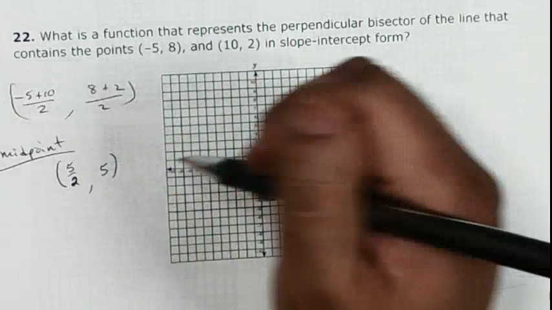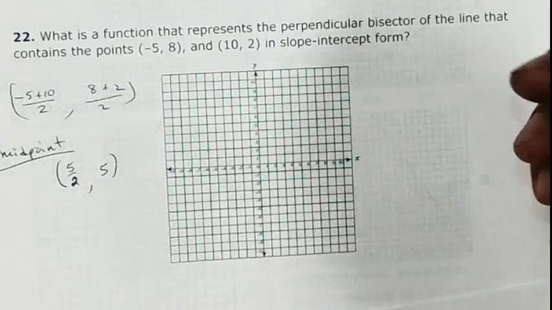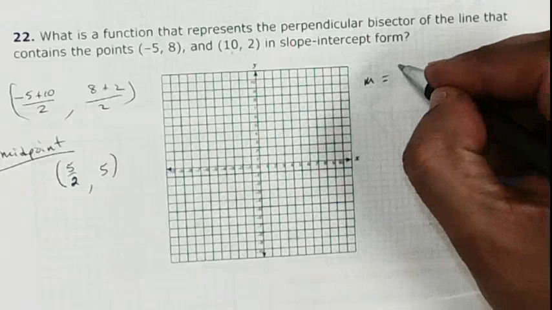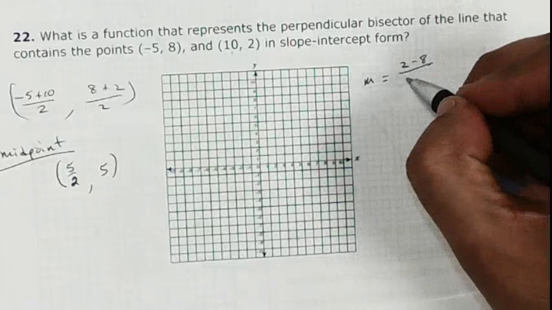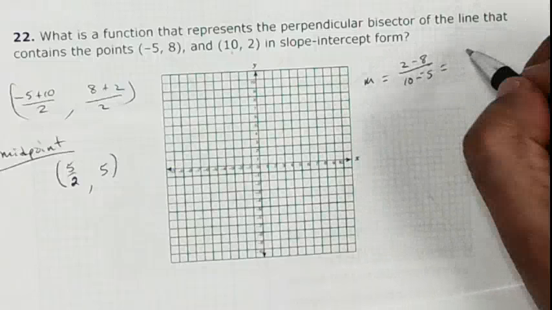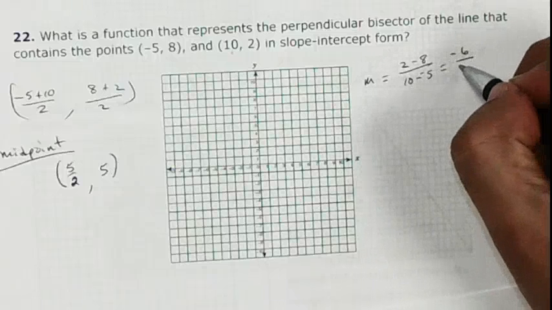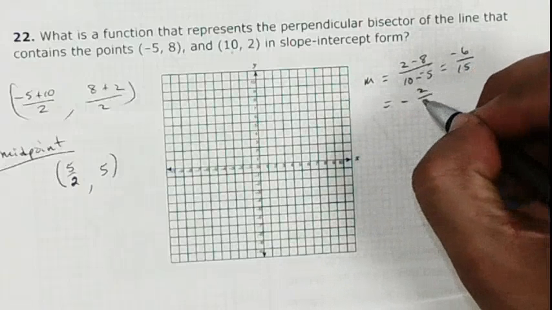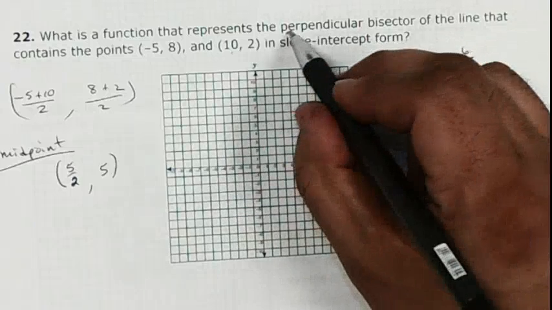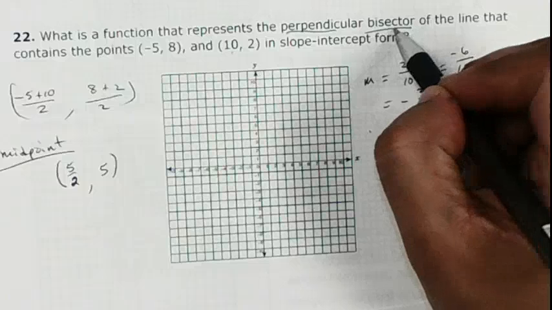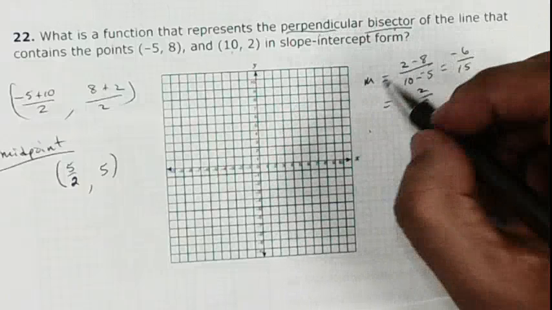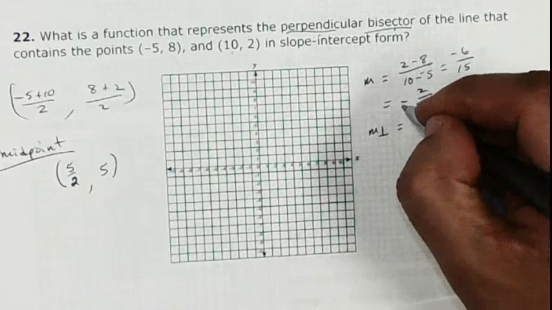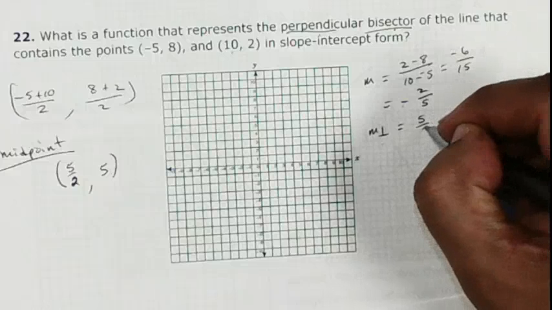So that's my midpoint. The next thing I need to find is the slope of this line. So the slope is going to be equal to 2 minus 8 over 10 minus a negative 5. That's going to be negative 6 over 15, which would reduce to negative 2/5. Now, because it wants a perpendicular bisector, the bisector was why we needed the midpoint. Perpendicular means I need to find the slope, and then change the sign and flip it. So since this is negative, the perpendicular slope is going to be 5/2.